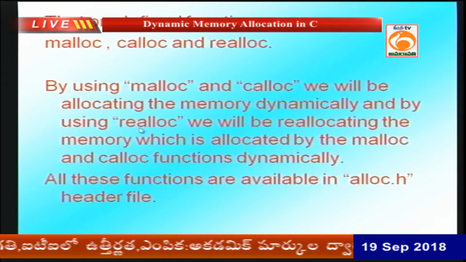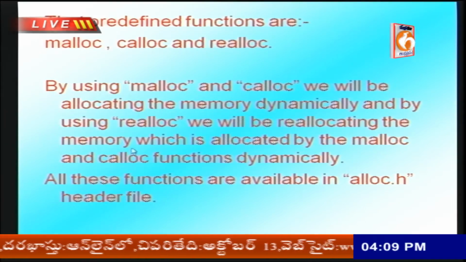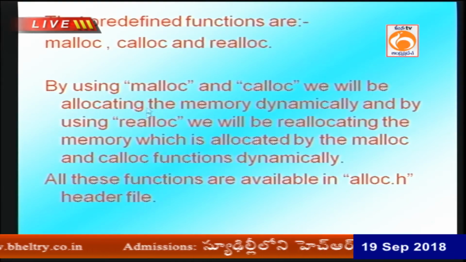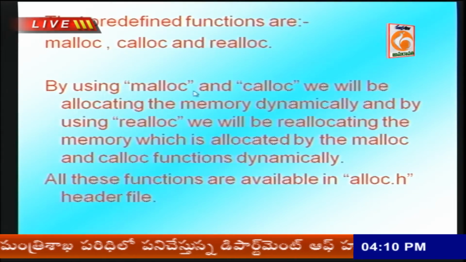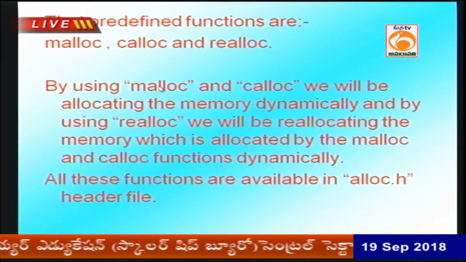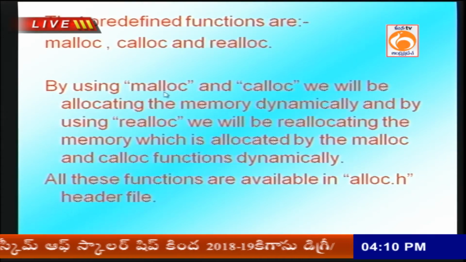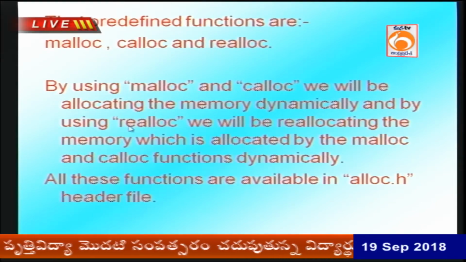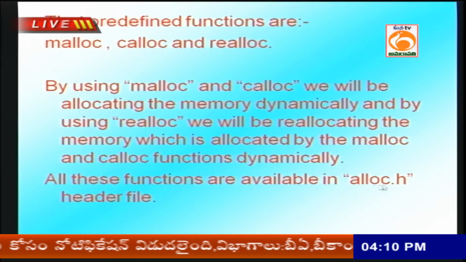What is one more function you have? Realloc. The realloc function reallocates memory which was allocated by malloc or calloc. Malloc initially creates the memory. What is meant by realloc? The memory already created by malloc, its size is to be changed. The malloc function newly creates the memory dynamically. For memory created by malloc or calloc that has to be changed, go for realloc. These functions are available under which header file?